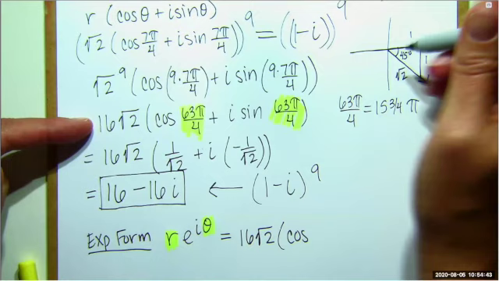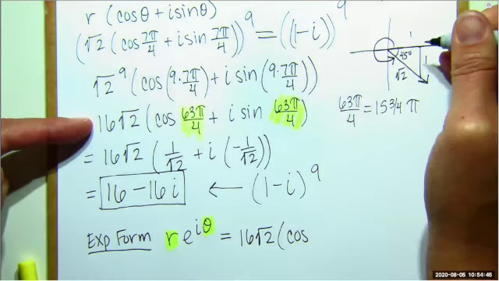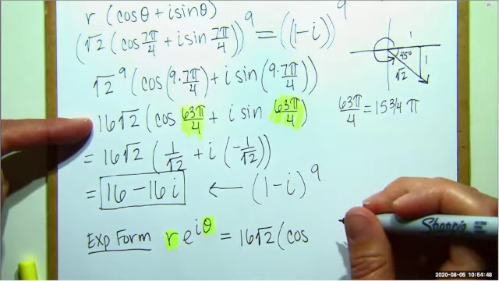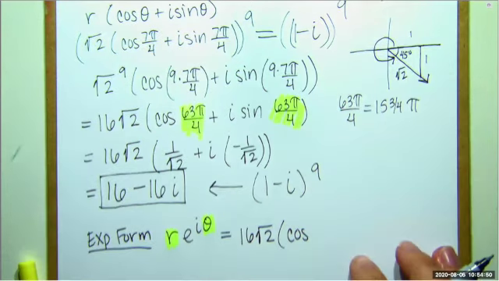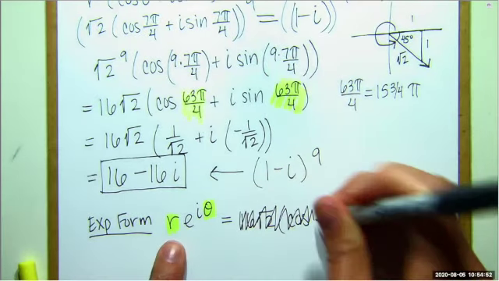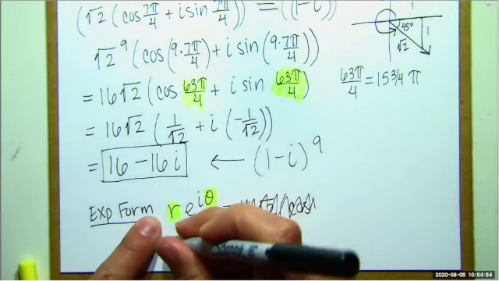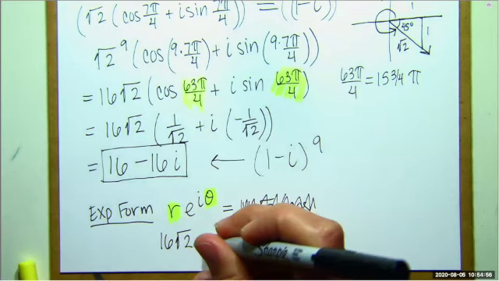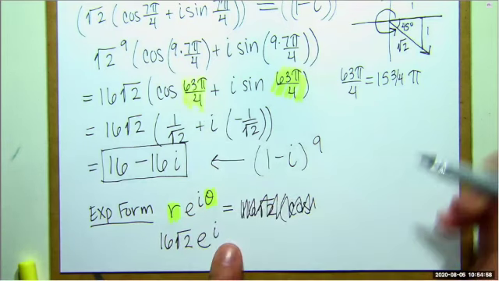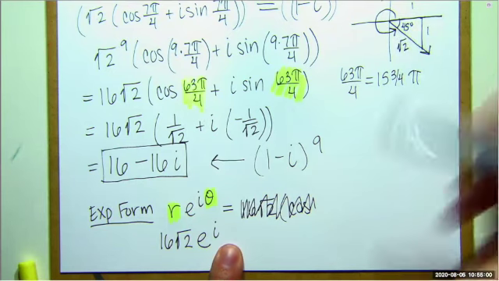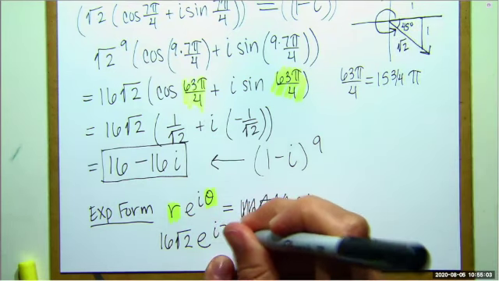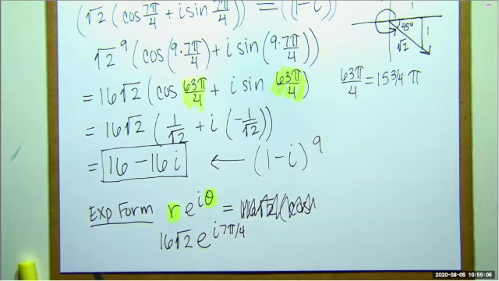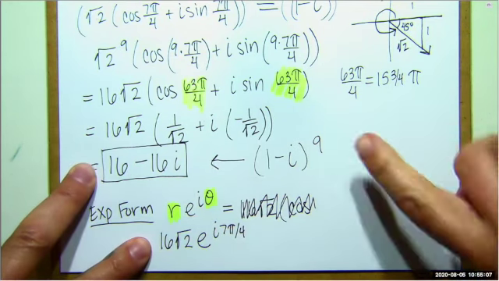So this was our picture. So we're looking for this angle, which is 7 pi over 4. Oops, I wrote a cosine in here. Let me start this over. I have it right here, and I wrote something totally different. So r was 16 root 2, e to the i, and then theta, we'd use this angle, which is just 7 pi over 4. So these two are equivalent to this.